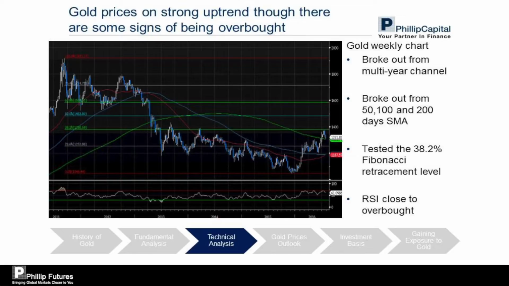From the Fibonacci retracement, we can see that currently gold is actually testing the 38.2% retracement level. Gold has already risen significantly for this year, and based on the relative strength index, it's actually close to overbought with an RSI reading of 61.09.